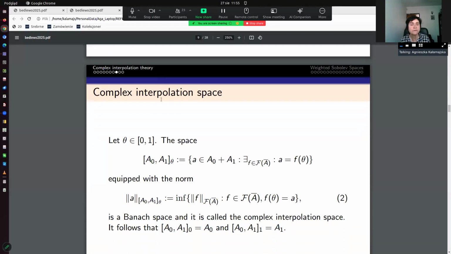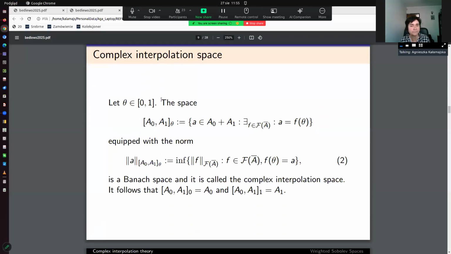So it looks very, very abstract. Very abstract, yes. It's very hard to imagine. Then we equip it with the norm. The norm of A in that space is the infimum over all norms of f, defined on the strip, which are reaching A in the form that f of theta equals A. So the infimum of all the admissible f.